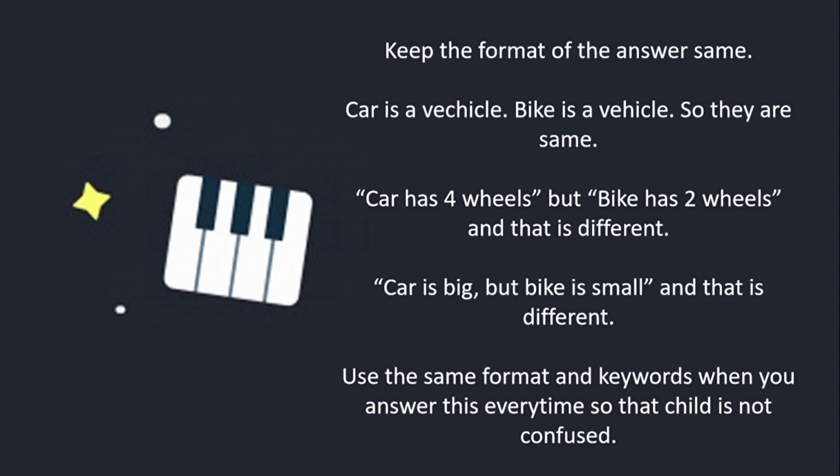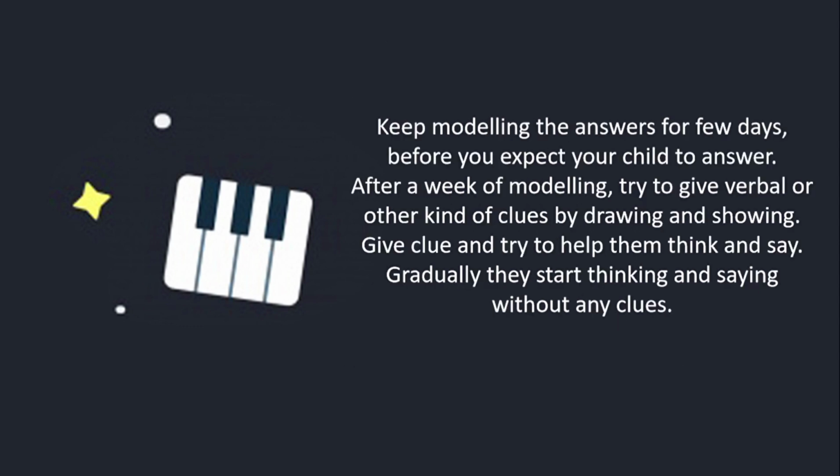Car is a vehicle. Bike is a vehicle. So they are same. Car has 4 wheels, but bike has 2 wheels, and that is different. Car is big, but bike is small, and that is different. Use the same format and keywords when you answer this every time so that the child is not confused. Keep modeling the answers for a few days before you expect your child to answer.